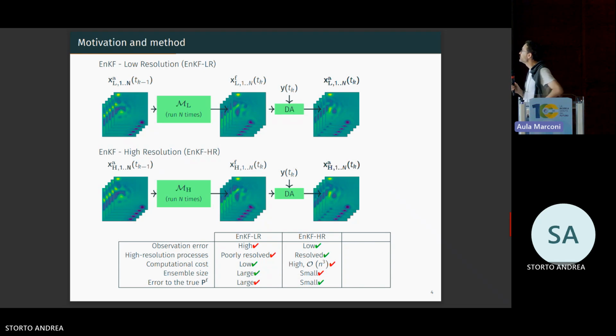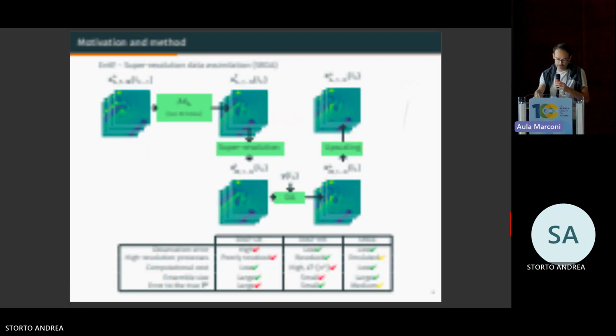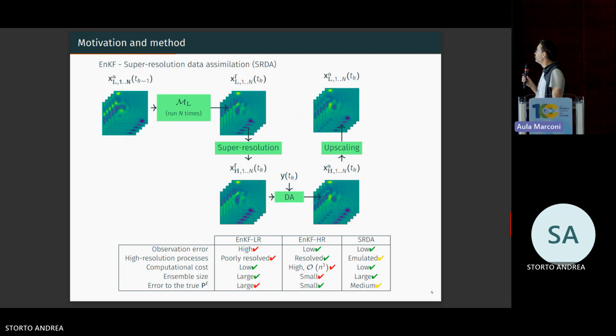On the other hand, if we consider an EnKF in high resolution, this time the computational cost is large, which limits the ensemble size, but the error relative to the true covariance can be smaller than in the low-resolution case. And so the idea is how to combine the benefits of the two EnKFs at these two different resolutions.